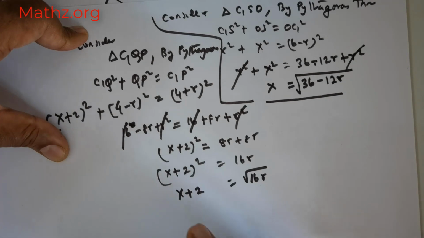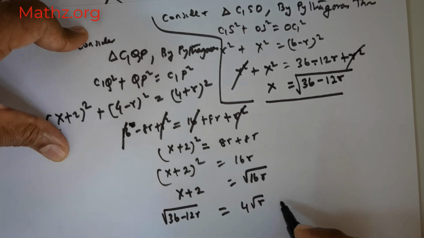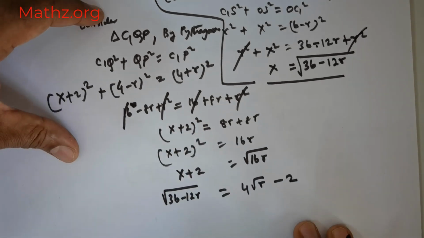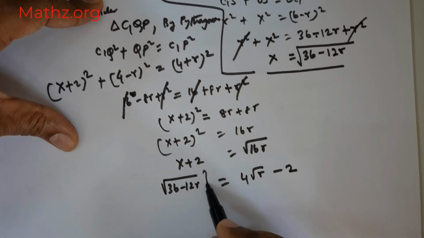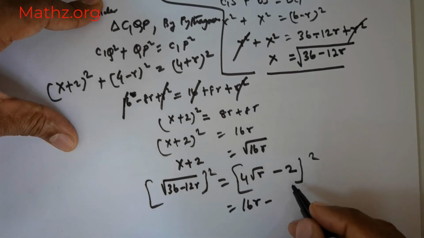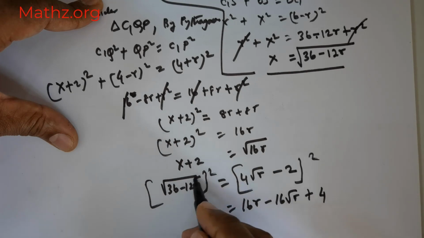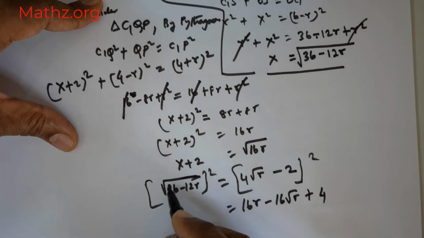Now take the value of x and substitute here. So this is going to be root of 36 - 12r is equal to 4 times root of r minus 2. So this is what we have got, neat. Now you square both sides. Okay, if you square both sides, you get 16r - 8 times 2 is 16, and you got a root of r plus you got a 4 there, and when you square this, the root and the square they get neutralized, so you get 36 - 12 times r.